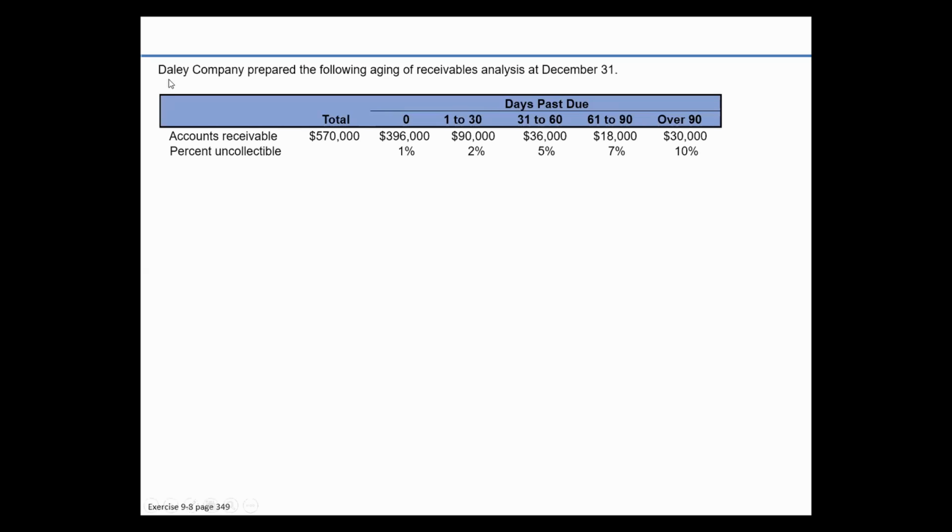So Daly Company prepared the following aging of receivables analysis at December 31. And so again, they had total accounts receivable of 570,000. And so of that is 0 days past due, 1 to 30 days past due, etc. And then you see the percent that they figure would be uncollectible. So estimate the balance of the allowance for doubtful accounts using the aging of accounts method.